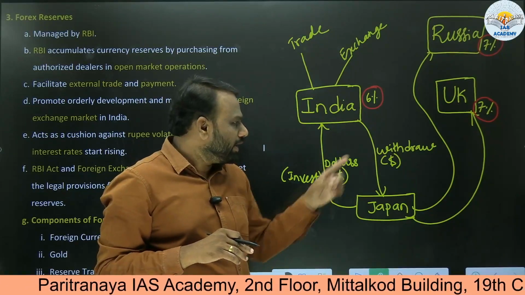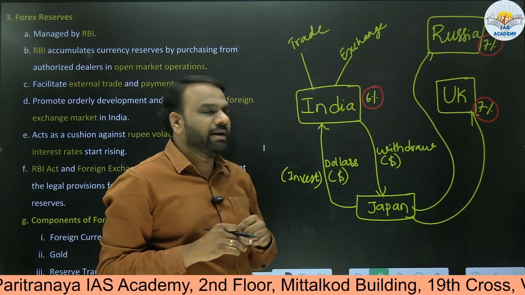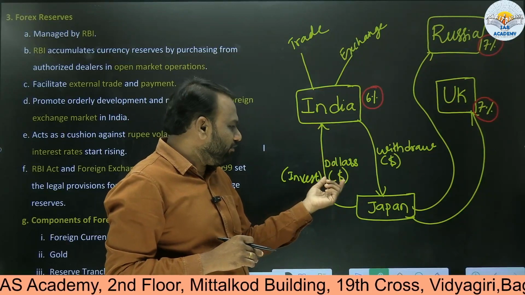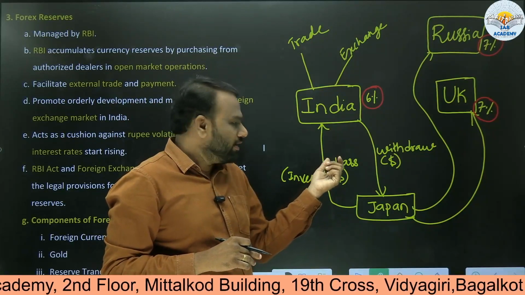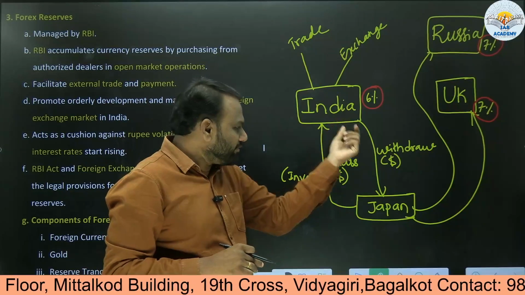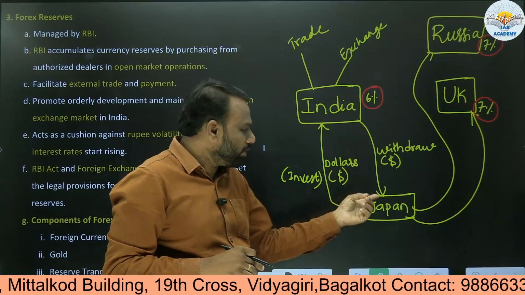So what will he do? He'll try to withdraw the amount from the Indian bank. While depositing, he had deposited in the form of dollars. He cannot bring Indian rupees, so he will deposit in the form of dollars. So when he is withdrawing back, automatically dollars will come to him.